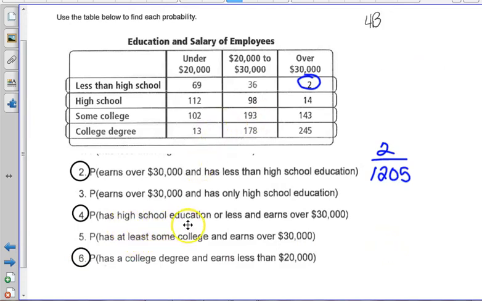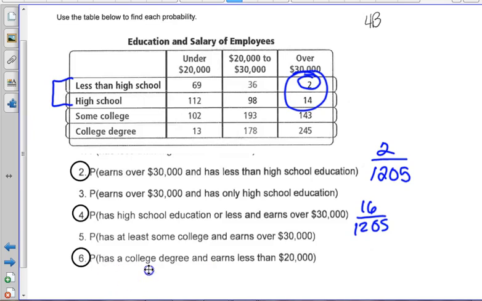Has a high school education or less. So now we're talking everybody in these two rows, right? And earns over $30,000. So now we're talking both of those people, both of those right there. So 16 out of whatever, which I'm going with doesn't reduce, I don't know.